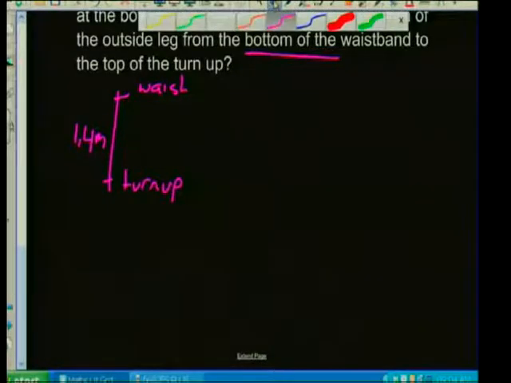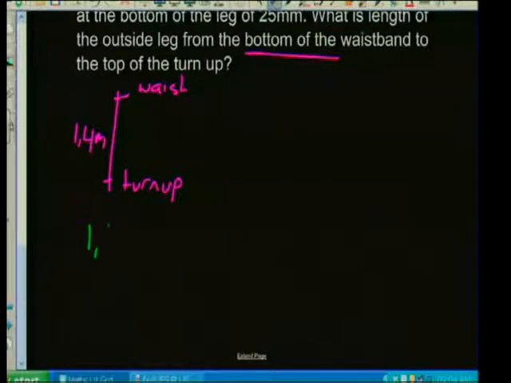Let's put our numbers in. So we're going to say 1.4 meters minus the waist, which was 4 centimeters, minus the turn up, which was 25 millimeters. And bells are going off in my head, and I'm hoping they're going off in your head, because what's the problem? I cannot minus centimeters from meters. I cannot minus millimeters from meters. Well, what do I need to do?